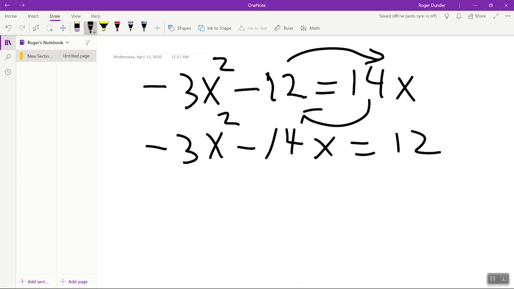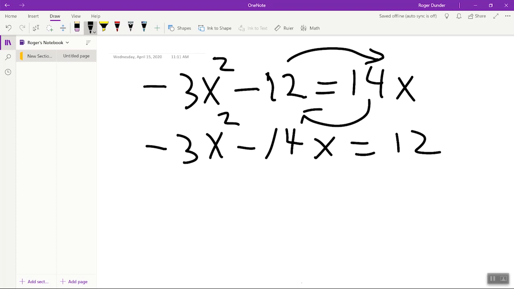Remember, before you complete the square, constants to the right. Second step, make sure the coefficient of the x squared term is equal to positive 1. And then third step is add the square of half the coefficient of x to both sides, to the left and to the right. So we now have our constant on the right. We have our variables on the left. That's the first step.